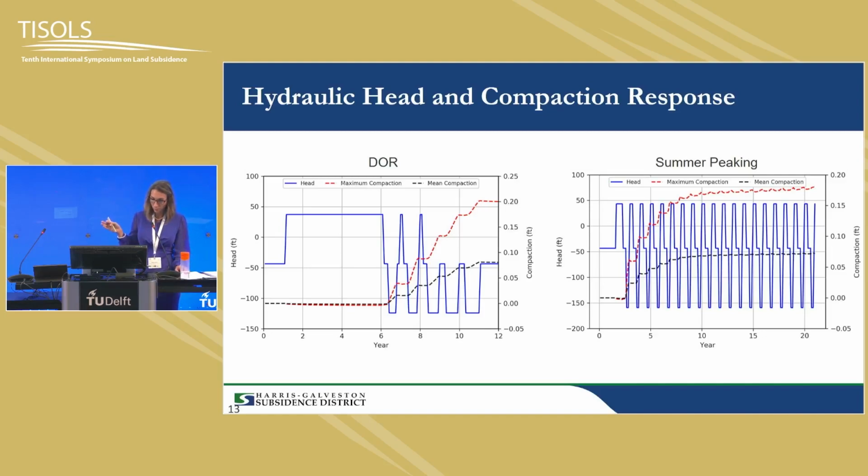And then for the summer peaking case, the head increases to about 27.5 meters during the recharge, and then the drawdown of about 35 meters during that recovery. And the first cycle experiences the greatest change in compaction. Again, at the end of this, we have about 5.5 centimeters of compaction.